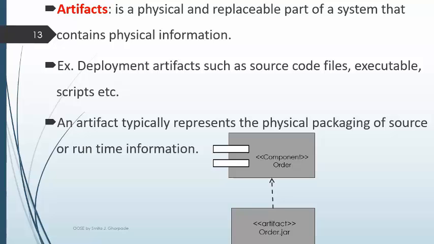Here order.jar is a file. This is shown as an artifact in angle brackets, a less than and a greater than sign. For that, a component or module is order, and the related artifact is the order.jar file here. So an artifact is represented by a rectangular box.